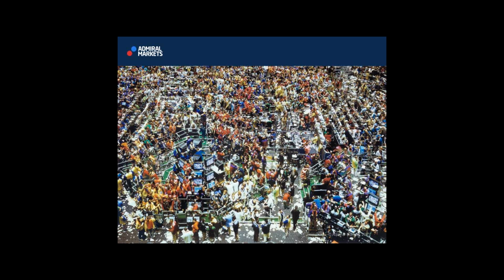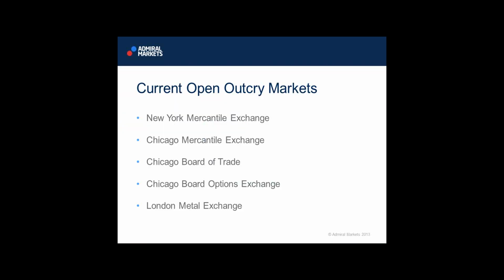Electronic trading systems match buyers and sellers, and trading volumes become larger every year. There are only a few open outcry markets left all over the world. And they are the New York Mercantile Exchange, Chicago Mercantile Exchange, Chicago Board of Trade, Chicago Board Options Exchange, and London Metal Exchange. Those are the only open outcry markets left in the world. So you see people in funny jackets waving hands around only in Chicago, New York, and London. Nowhere else are they to be seen.